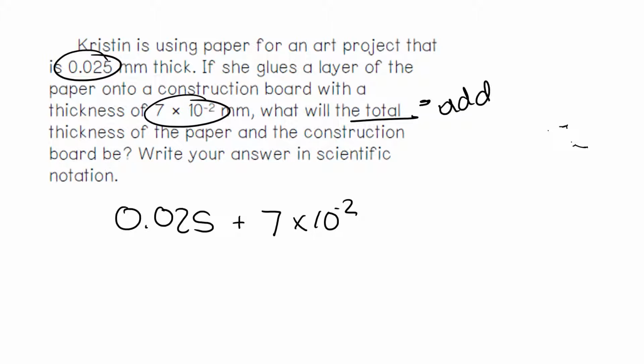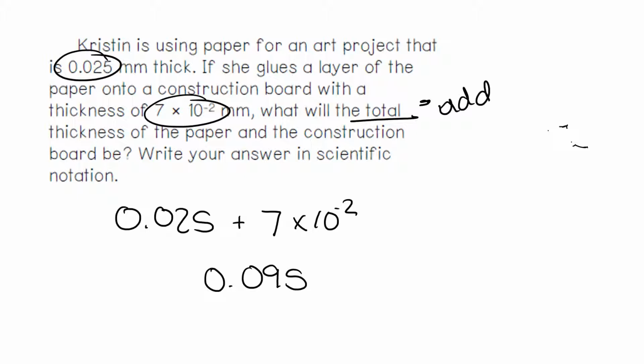0.025 plus 7 times 10 raised to the -2nd power. And the calculator gives us the answer 0.095. We want this answer in scientific notation, so we need to move the decimal point behind the first number.